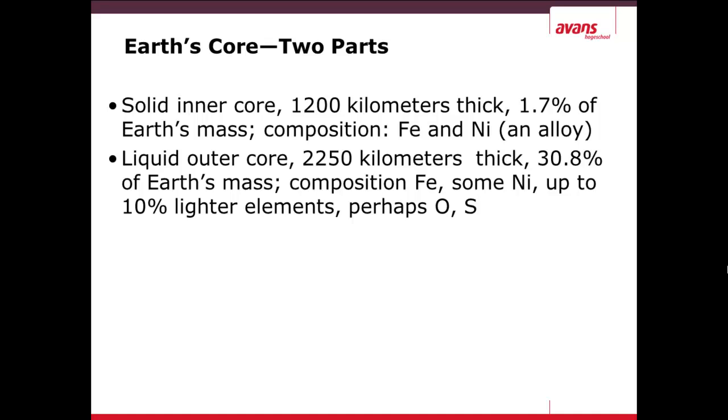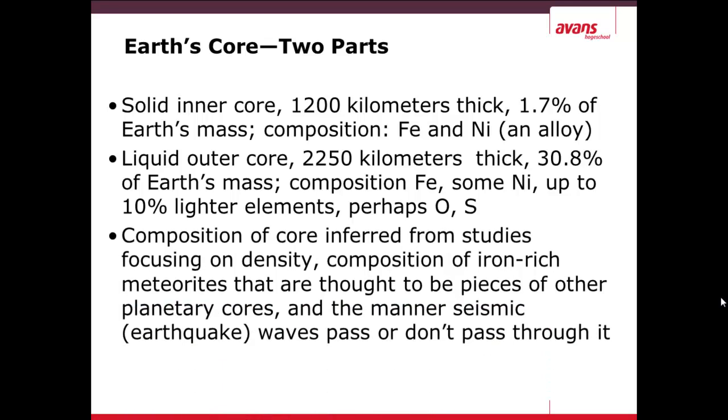Again, the composition is iron with some nickel, but has up to 10% of other light elements, such as oxygen or sulfur. The composition of the core has only been inferred from studies. We've never reached into the core of our planet Earth, so we haven't measured this directly. But through studies on the density of our planet and the composition of iron-rich meteorites, which go back to the early nebula and other planetary cores, we can derive the composition of the Earth's core.